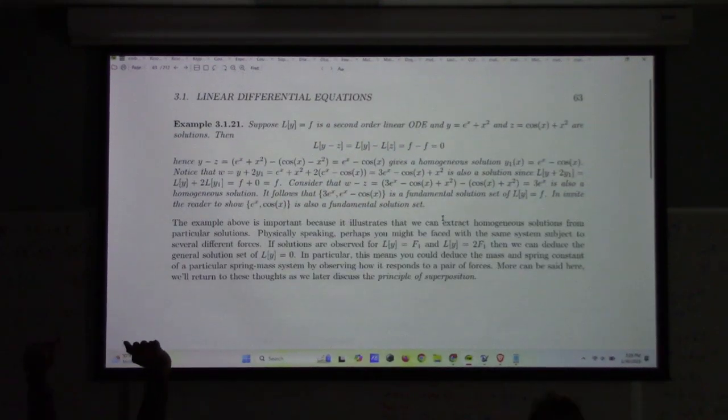But anyway, and then there's an example. But next time, I will hopefully show you how we can solve the arbitrary nth order constant coefficient problem. I think you're going to find it is way simpler than you might think it would be.